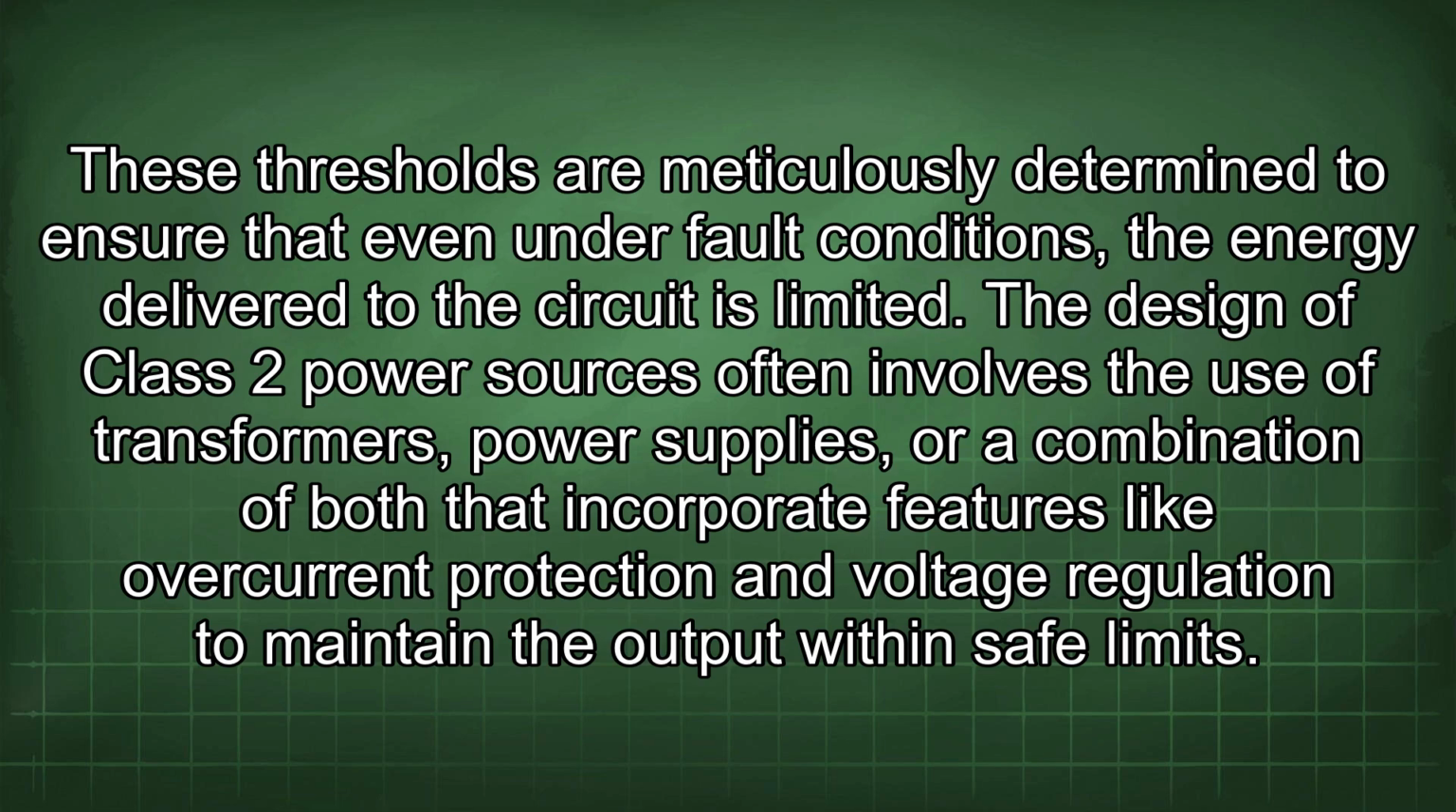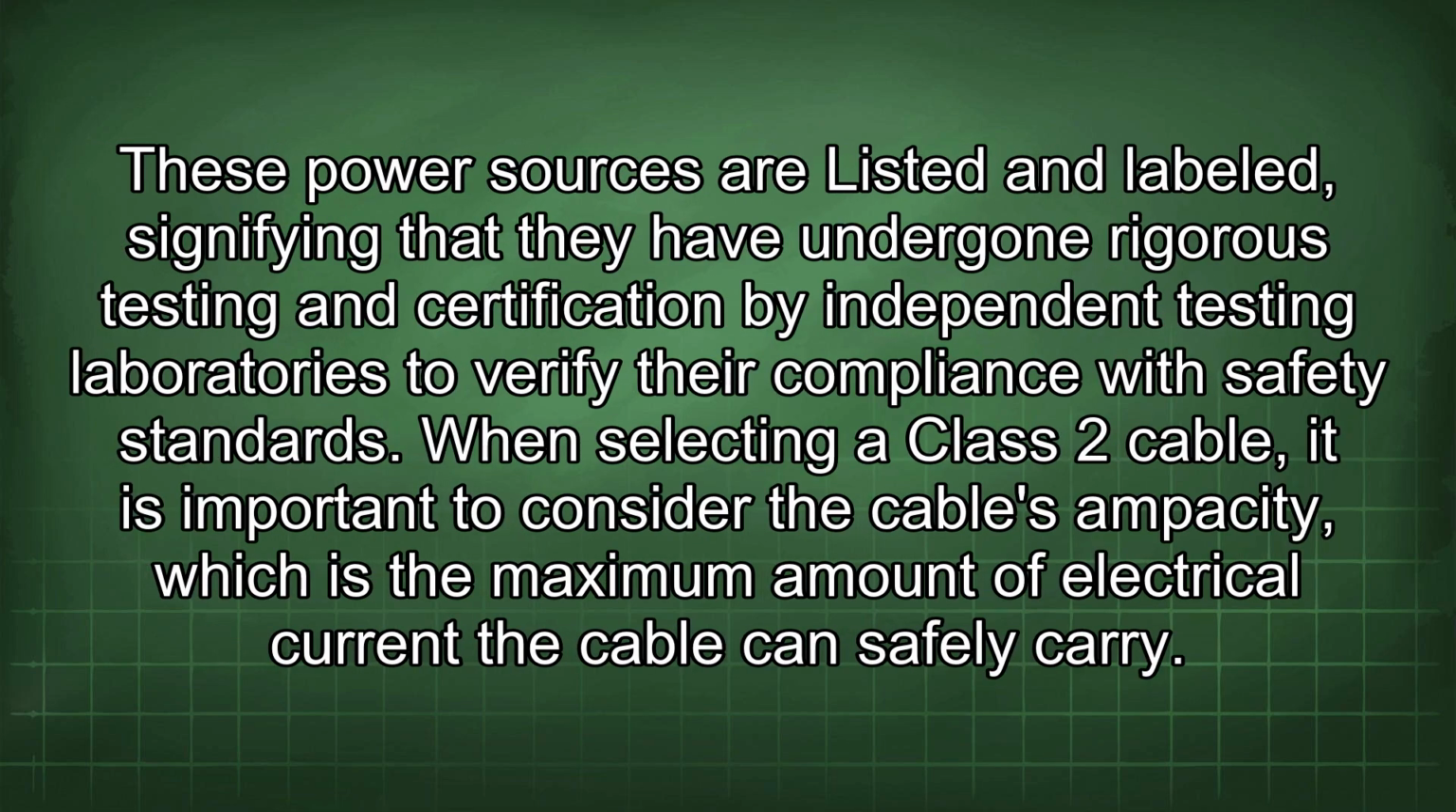The design of Class 2 power sources often involves the use of transformers, power supplies, or a combination of both that incorporate features like overcurrent protection and voltage regulation to maintain the output within safe limits. These power sources are listed and labeled, signifying that they have undergone rigorous testing and certification by independent testing laboratories to verify their compliance with safety standards.